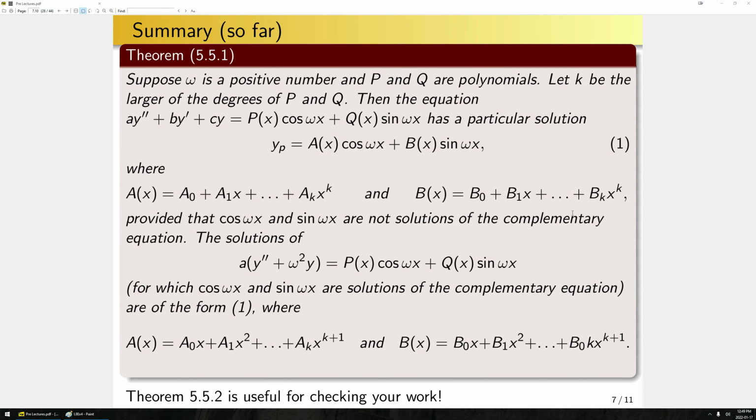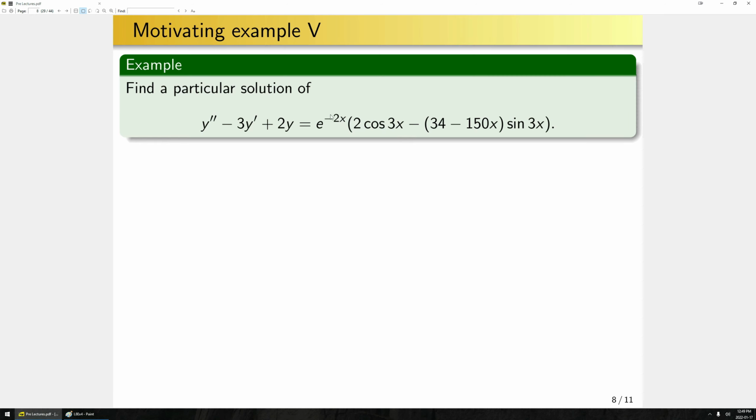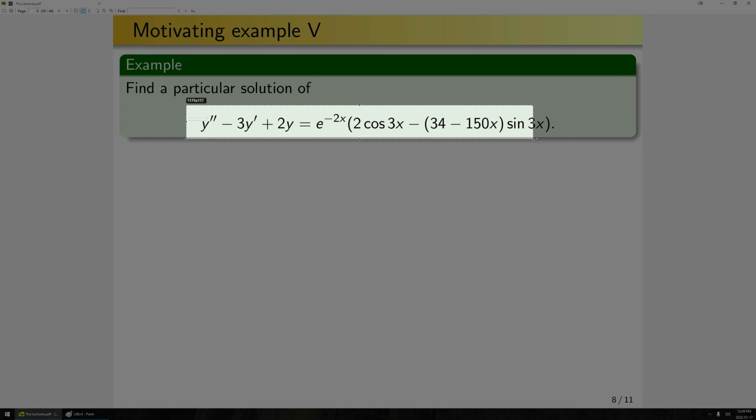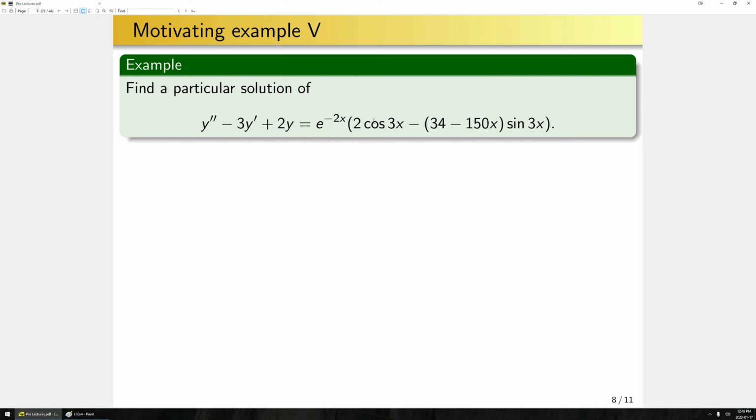Okay, so let's look at another example. Suppose I asked you to find a particular solution for this differential equation here. The key thing to notice for this question is that I have both the cosine term here and this e to the minus 2x term, and they're multiplied by each other. So this is really working with the general form that I mentioned in the first slide of this lecture.